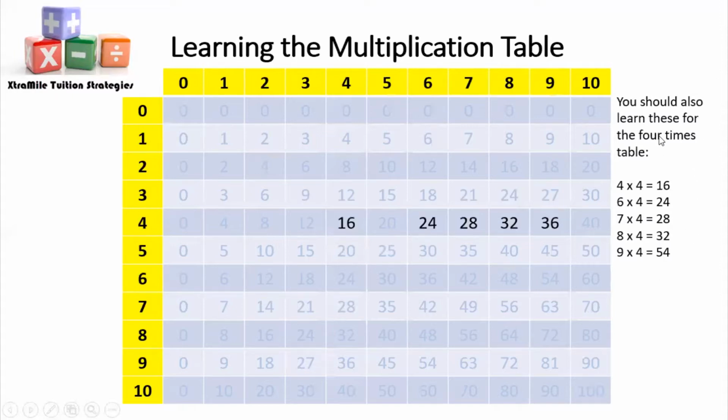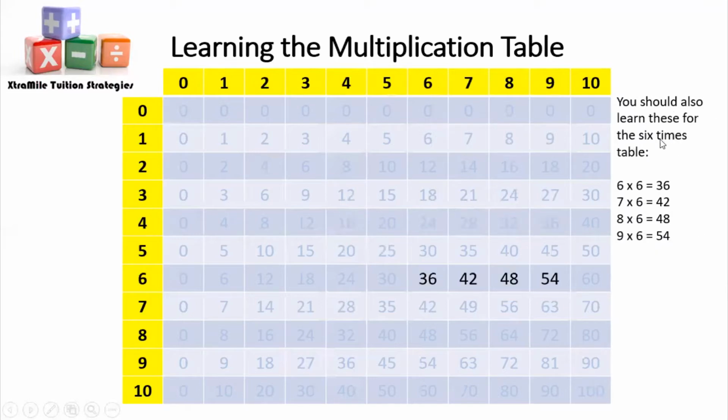You should also learn these for the 4 times table. 4 times 4 is 16. 4 times 6 is 24. 4 times 7 is 28. 4 times 8, 32. 4 times 9, 36. Write these down and learn them.